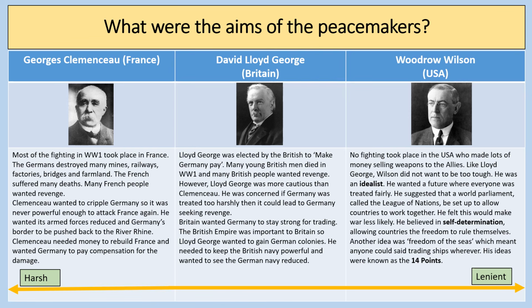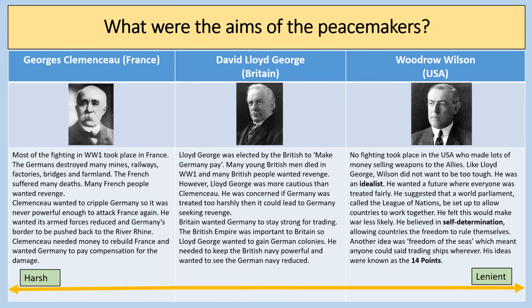So let me introduce you to the big three. These three individuals were the key people at the Treaty of Versailles. George Clemenceau on the left there, he was the harshest in terms of his aims. David Lloyd-George was kind of in the middle. He was the Prime Minister of Britain. And then Woodrow Wilson, who was the President of the United States of America, on the right of the picture there, and he was the most lenient. So it's worth you thinking about them in that order.